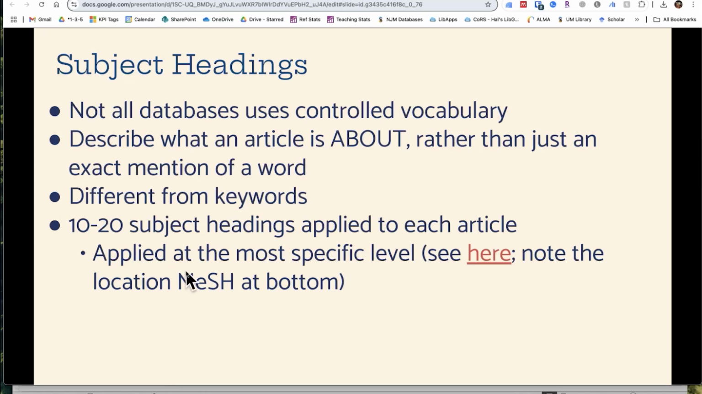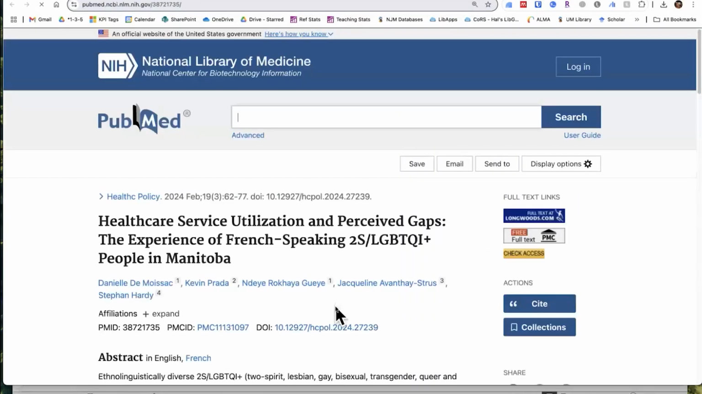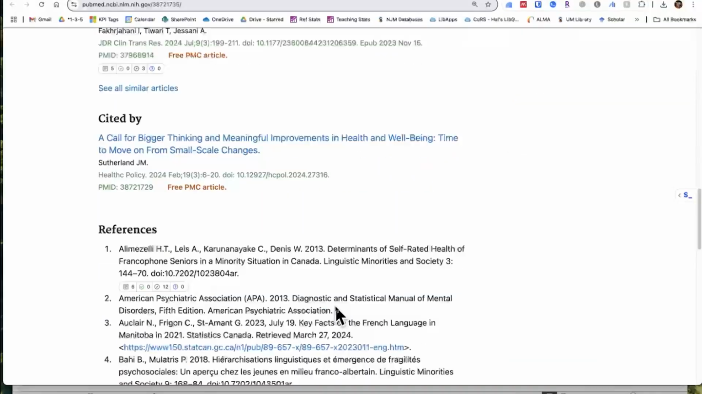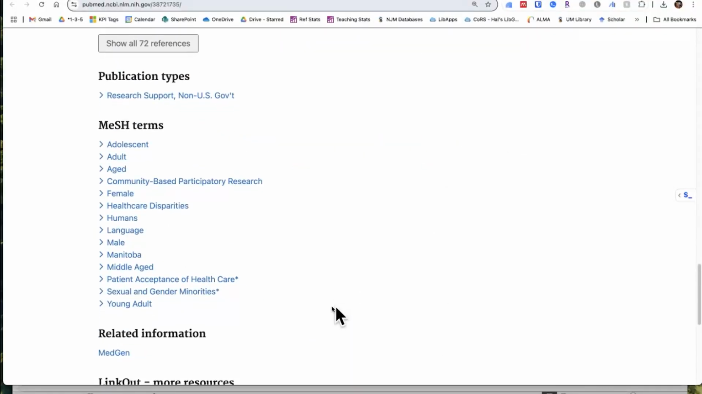Oh, and I wanted to show you this. They are applied at the most specific level. What I mean by that is, I'm going to scroll down to this one. This is just an article about here in Manitoba. This study took place in Manitoba, which is where I live. But it is given at the most specific level. So even though the study took place broadly in Canada, because it is about Manitoba, it's given at the most specific level. It would be like if a study was done in a particular state, it would only be given the state subject heading, not the broader United States of America.